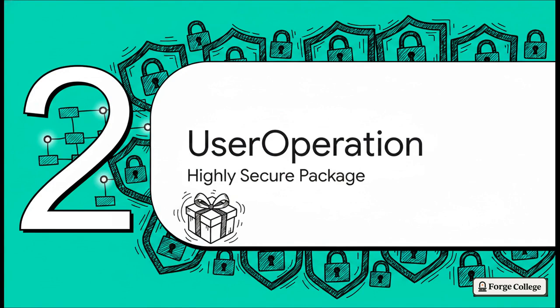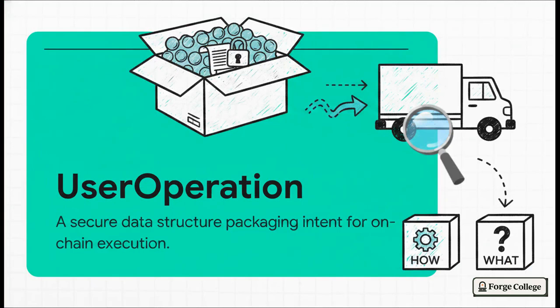Meet the user operation, the highly secure package. Let's introduce the core data structure that acts as the secure shipping box for our entire digital pipeline. You can really think of the user operation as this incredibly secure package. It holds your exact intent, heavily bubble-wrapped in cryptographic security, just waiting for someone else to pick it up and deliver it. This is the central object in ERC-4337 flows. What it does is fundamentally separate the what, the user actually wants to do, from the how it eventually gets bundled and executed on the blockchain.